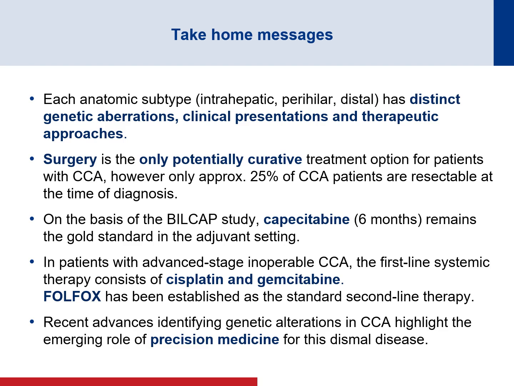In patients with advanced stage inoperable CCA, the first-line systemic therapy consists of cisplatin and gemcitabine. FOLFOX has been established as a standard second-line therapy. Recent advances identifying genetic alterations in CCA highlight the emergent role of precision medicine for this dismal disease.